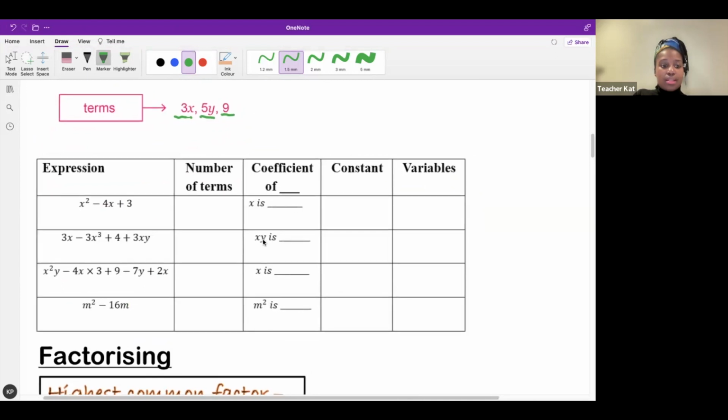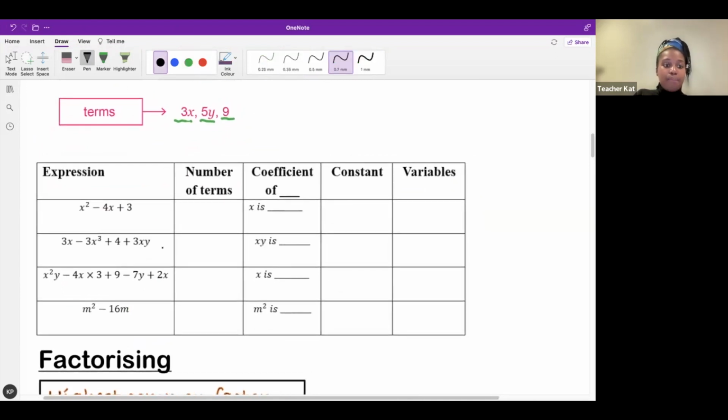All right. So having said that and having gone through our little summary of rules, I want us to fill in this table. First one, my expression is x squared minus 4x plus 3. How many terms do you guys see there? Nice, Alice. We have 3 terms. And for those who are confused, that's because terms are separated by positives and negatives. Great. The coefficient of x is what?